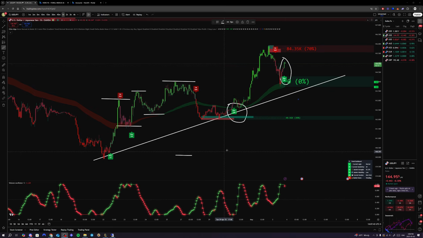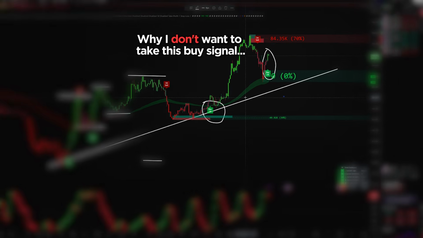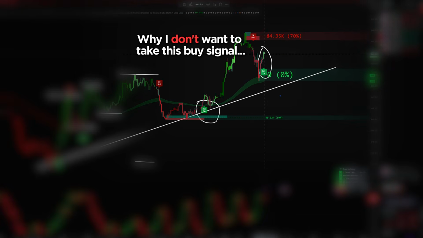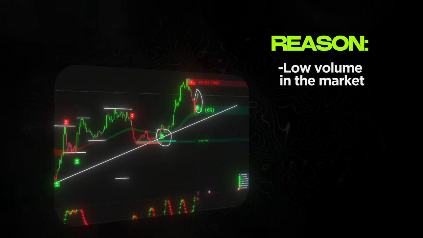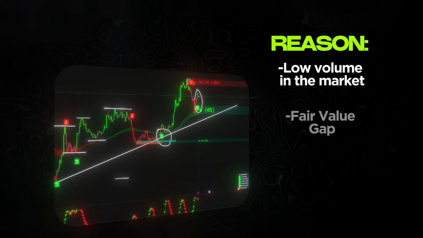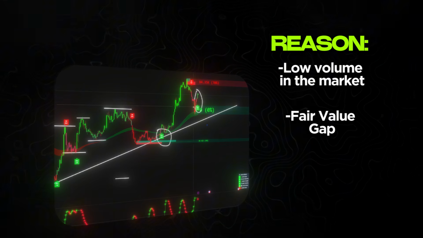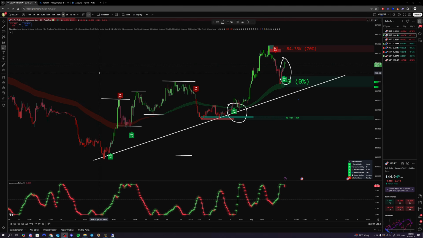Now that I understand what's happening with the trend, let's talk about why I do not want to take this buy signal, at least not yet. The reason is because there is low volume in the market, and there's also a fair value gap right over here. Let me show you exactly what I mean by that.